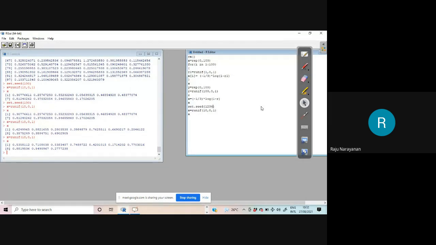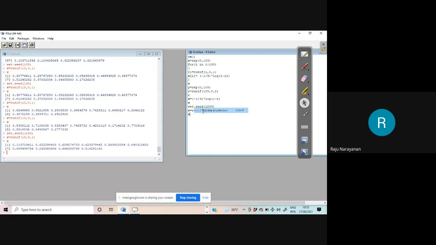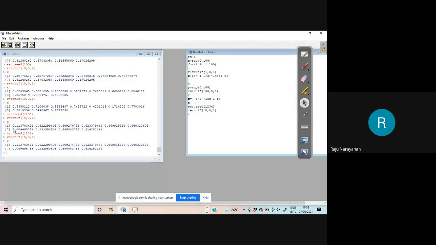Suppose you are using 1, 2, 3, 4. Different than this. Here the seed is 100. Instead of 100, if you use this one, you will get another set, 0.1137. But if you use the same seed again, there is no change. 1137, 1137, 6222, 6222. Okay, this is the purpose of the seed.